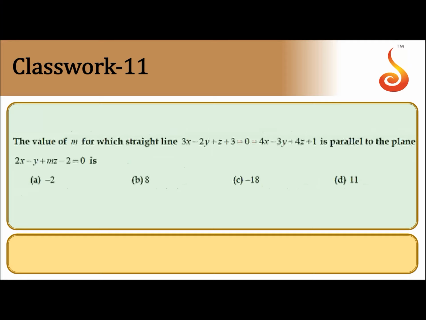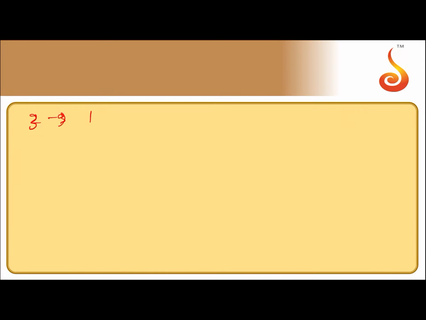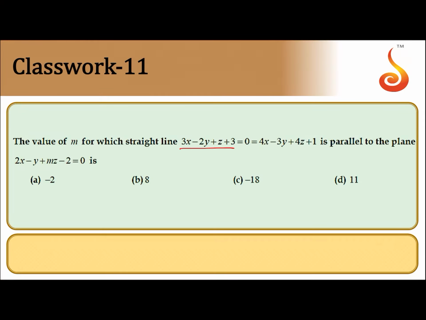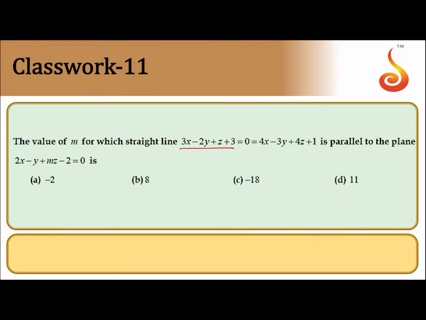The value of m for which the line is parallel to the plane. The line is parallel to the plane means, of course, the DRs of the line, dot product with the normal DRs, should be equal to 0. So, the line is given by the two planes, 2, minus 3, 1, and 3, minus 2, 1, and 4, minus 3, 4. Their cross product gives us the DRs of the straight line.